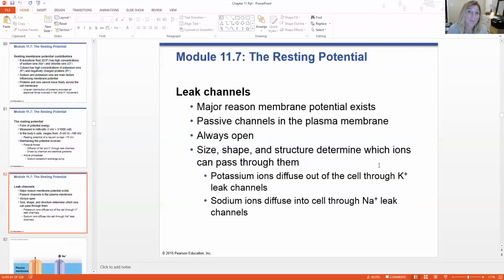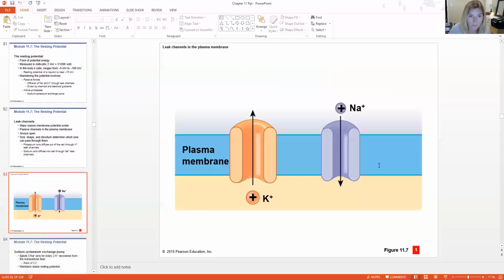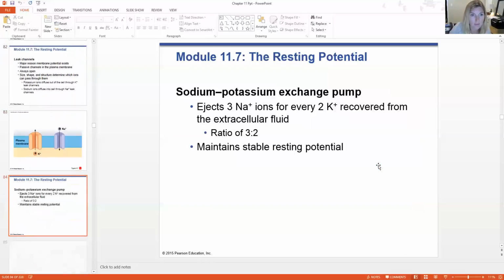Those leak channels are the major reason why the membrane potential exists, because passive channels are open in the plasma membrane. They're always open. Their shape, structure, and size determine which ions can pass through them. Potassium ions diffuse out of the cell, again, because it's passive. We have a cell that has a very high concentration of potassium. Outside is a high concentration of sodium. So if those leak channels are open, they're going to change position naturally. Here you see what's happening.